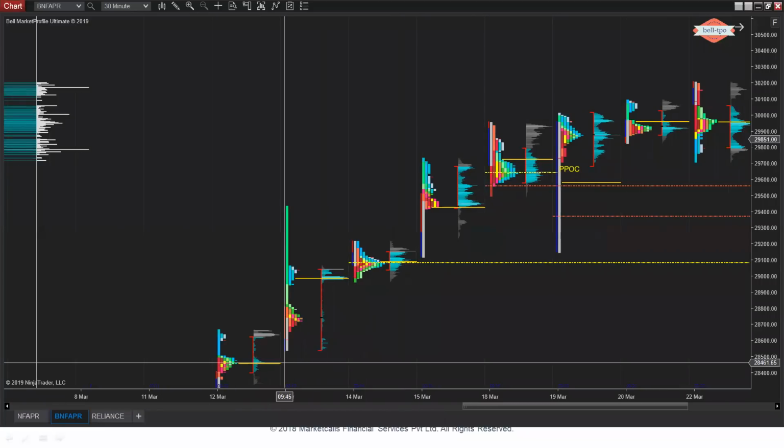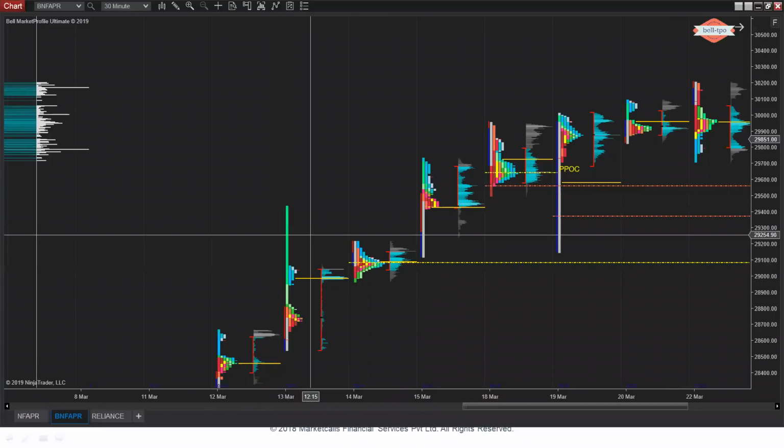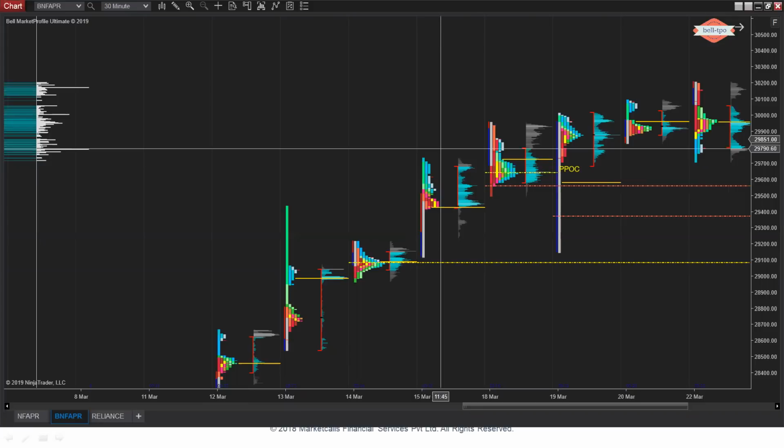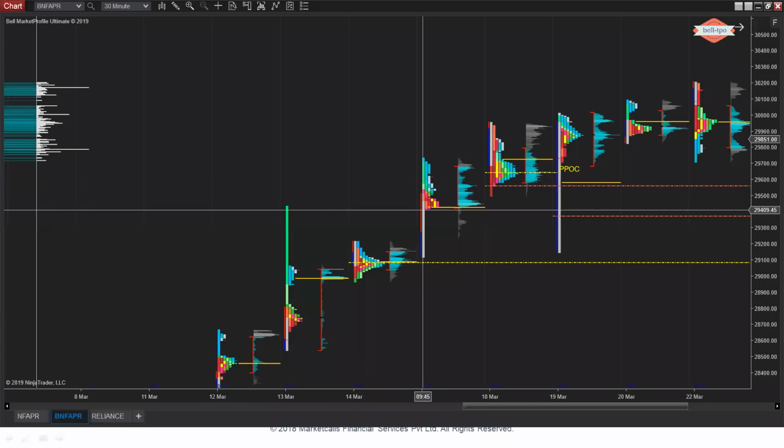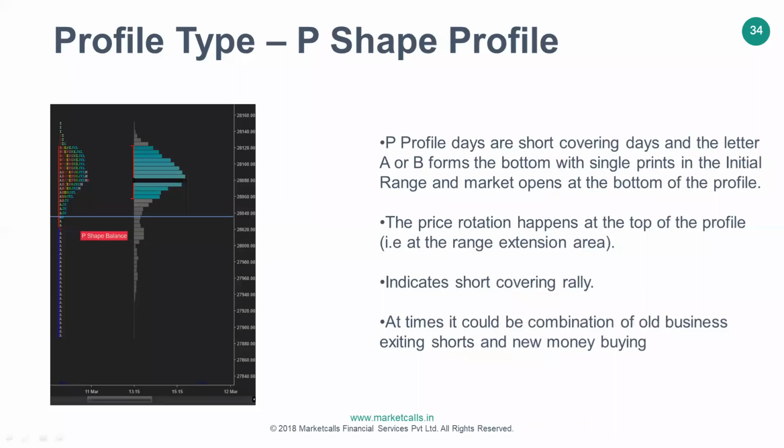Already some smart money would have played, and some long-term money was there. Now more fresh money has been pumped into the markets in the form of a P-shaped profile. A P-shaped profile always starts at the bottom. It establishes a low and then it moves up. There will be a short covering rally followed by a P-shaped distribution at the top.